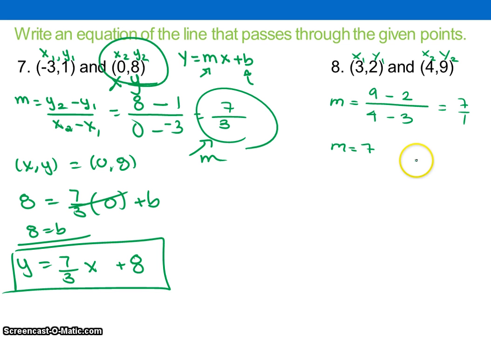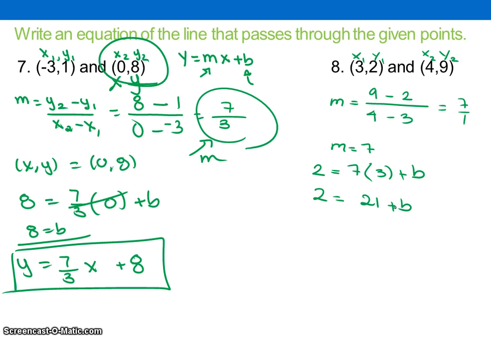Good idea. So here's my X and here's my Y. And I'm plugging right into Y equals mx plus b. So instead of Y, I'm going to put 2 equals m, which is 7, times X, which is 3, plus b, which I do not know yet. So 2 equals 7 times 3, Miss Hygra? 21. 21, good, plus b.